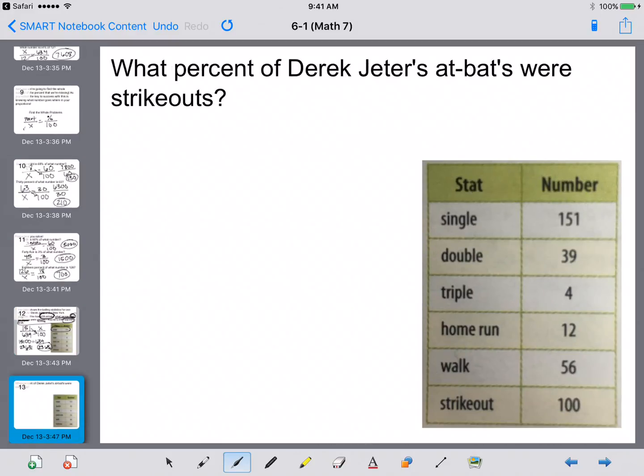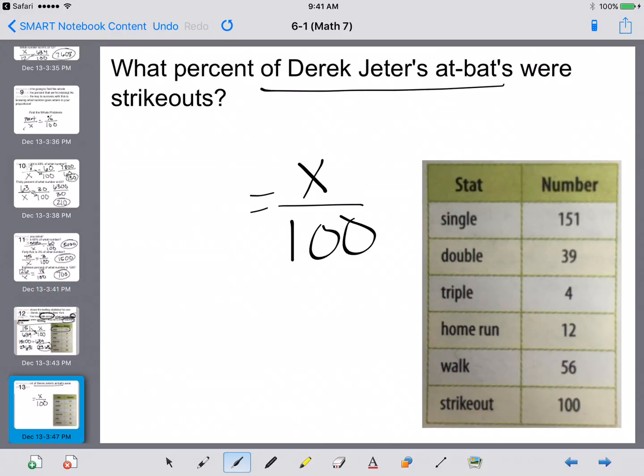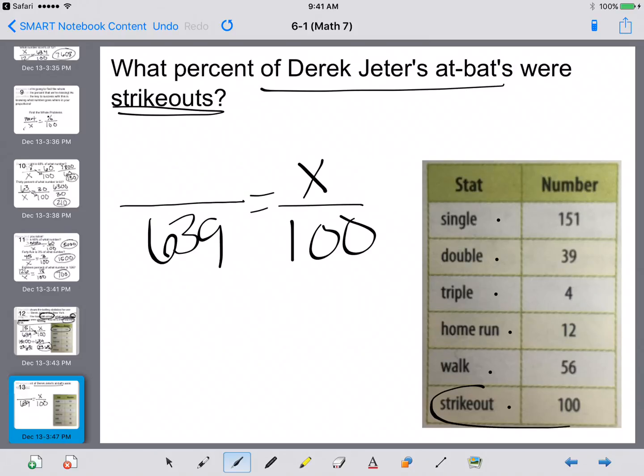Here it wants to know what percent of Derek Jeter's at-bats were strikeouts. So once again, what percent? That's x over 100 of his at-bats, and his at-bats were 639. So since it's of 639, that 639 goes on the bottom. And strikeouts. So we're going to come over here: single, double, triple, home run, walk. There's strikeout. So he had 100 strikeouts. So that part is 100.